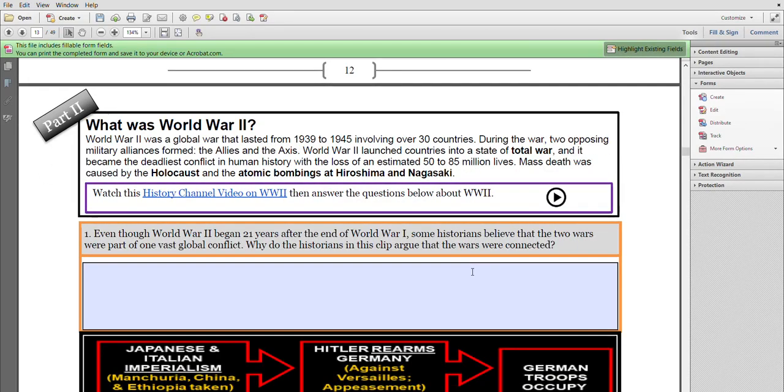Part 2 for global studies. What was World War II? World War II was a global war that lasted from 1939 to 1945, involving over 30 countries. During the war, two opposing military alliances formed, the Allies and the Axis. World War II launched countries into a state of total war, and it became the deadliest conflict in human history, with the loss of an estimated 50 to 85 million lives. Mass death was caused by the Holocaust and the atomic bombings at Hiroshima and Nagasaki.